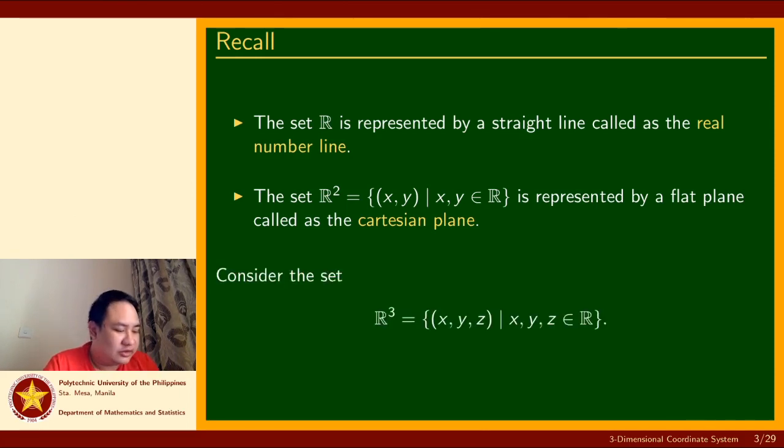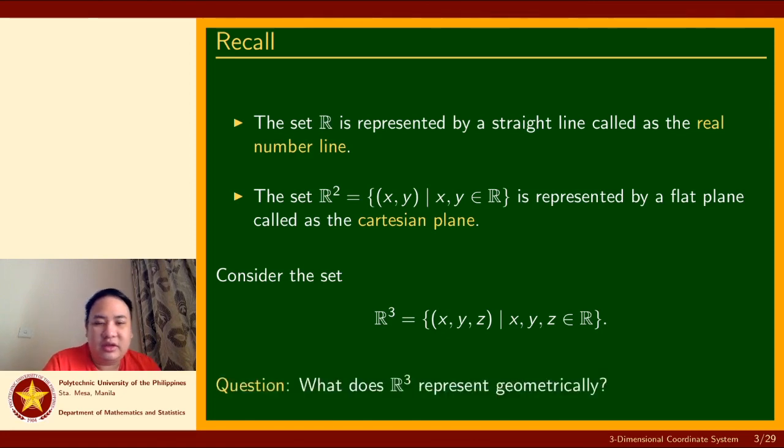A natural extension would be the set R3, consisting of all ordered triples of elements x, y, and z, where x, y, and z are all real numbers. Of course, a natural question would be, what does R3 represent geometrically? The answer to that question is the three-dimensional space that we are living in. In this space, we have the notion of length, width, and height, all at the same time.